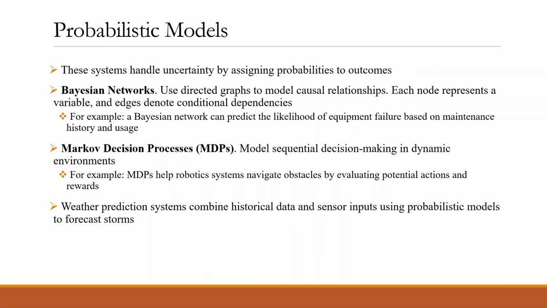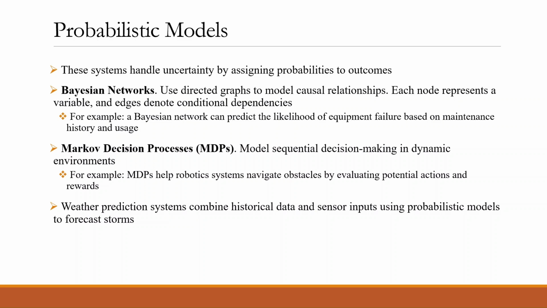Probabilistic models. These systems handle uncertainty by assigning probabilities to outcomes. We have Bayesian networks that use directed graphs to model causal relationships. Each node represents a variable and edges denote conditional dependencies. For example, a Bayesian network can predict the likelihood of equipment failure based on maintenance history and usage.